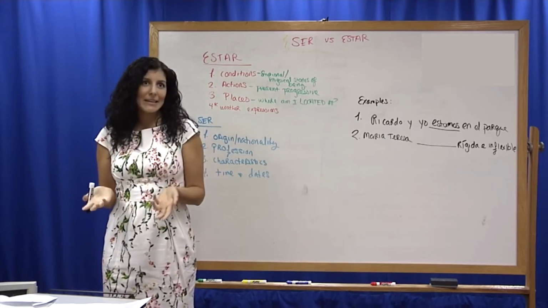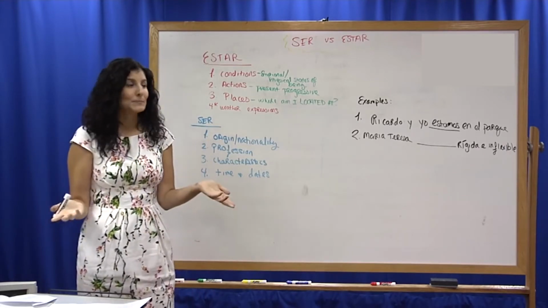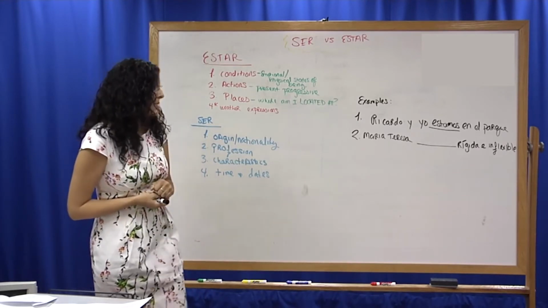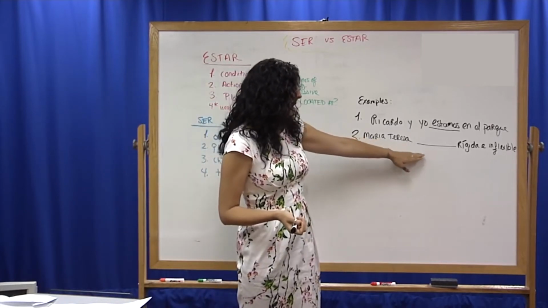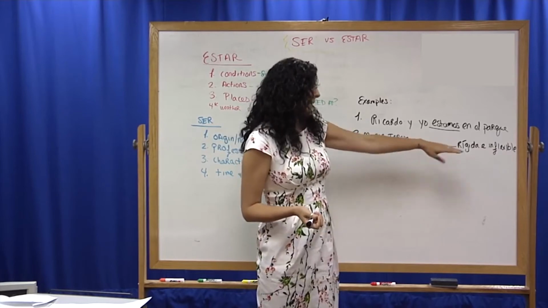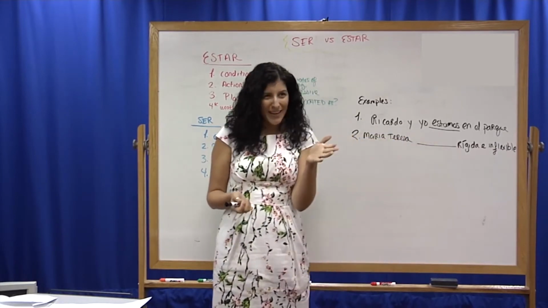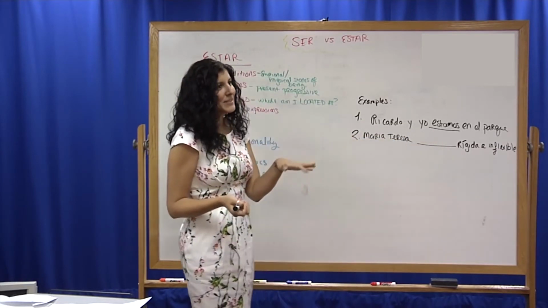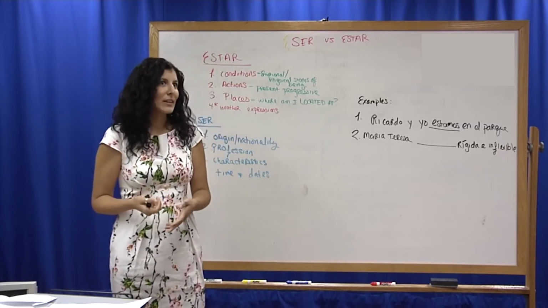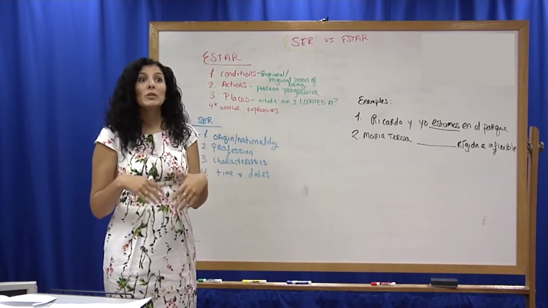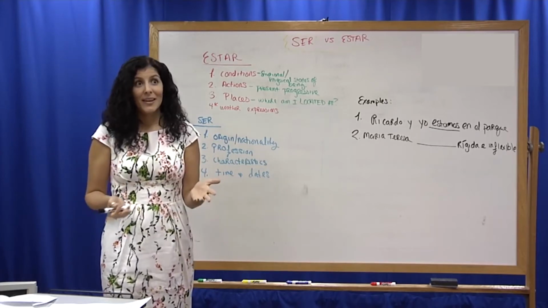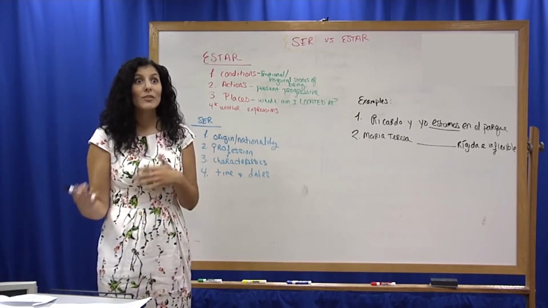So let's look at our second example and see how that might work out. Here I have María Teresa, and then I have a blank, rígida y inflexible. What am I saying about María Teresa? I'm saying she's very rigid and she's inflexible. Well, let's ask ourselves then if it would use estar. Let's go through our test to see which we would use, ser or estar, right?